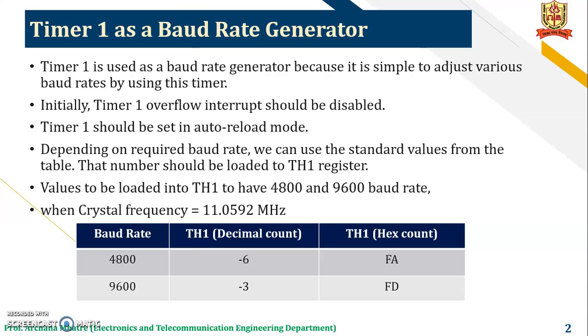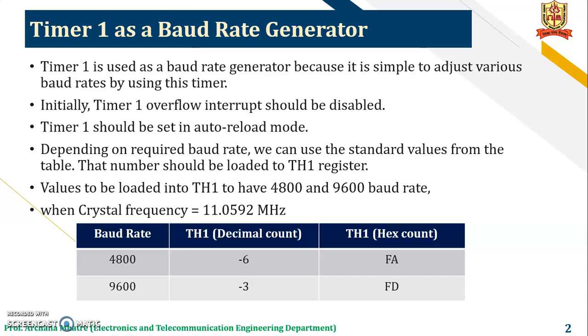Timer 1 is used as a baud rate generator because it is simple to adjust various baud rates by using this timer. So whenever you do programming with 8051 serial communication, we always use Timer 1. Initially, the Timer 1 overflow interrupt should be disabled. Timer 1 should be set in auto reload mode. Depending on the required baud rate, we can use the standard values from the table. That number should be loaded in the TH1 register.